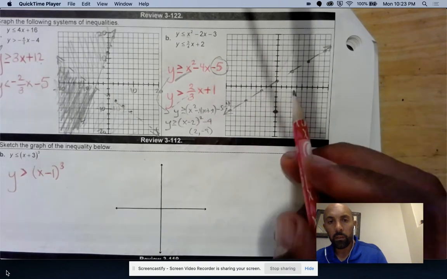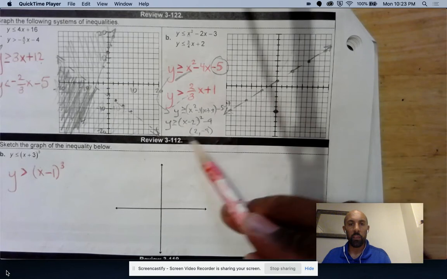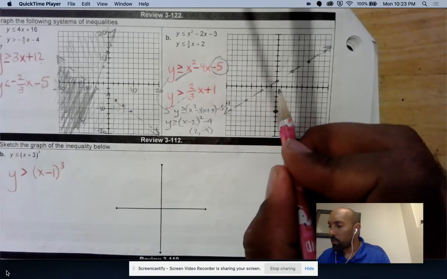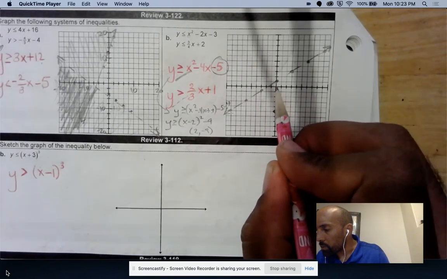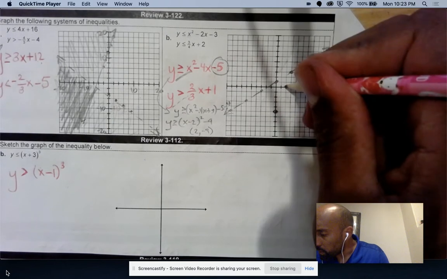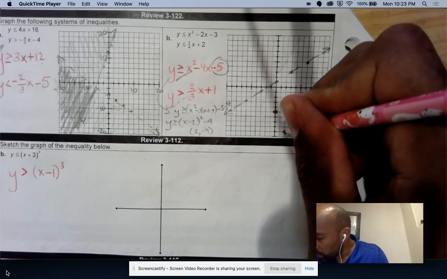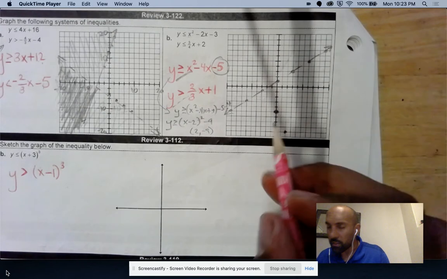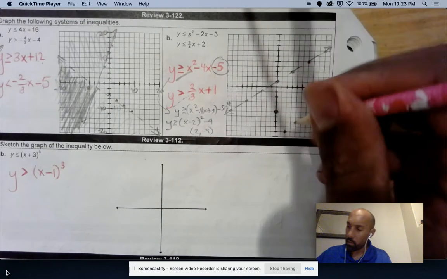So then my vertex is (2, negative 9). And again, guys, if you want to go on Desmos and find that point, that's fine too. But that's another way to figure it out. So I go over 2, then down 9, down to here. And this is a positive parabola, so I know it's going to go up.